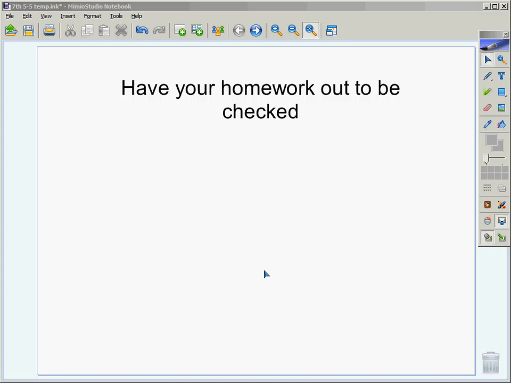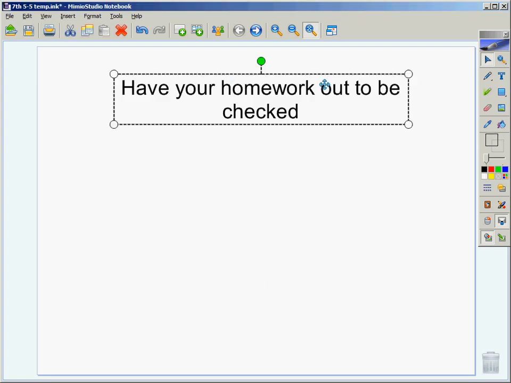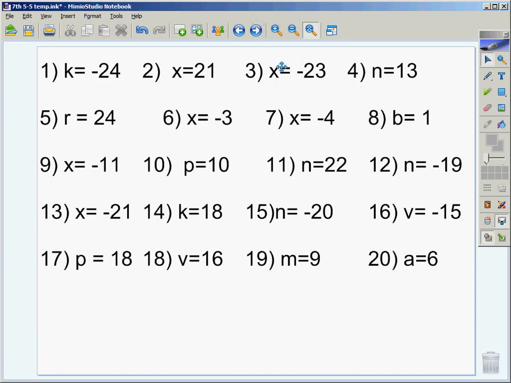Make sure you have it out so that it can be checked. And whoever is running the video can hit pause so that people can get it out. And there are your answers to check it with. Again, you can pause this video so that they have a time to check it.